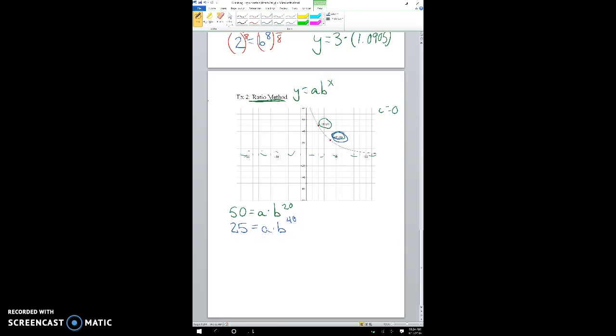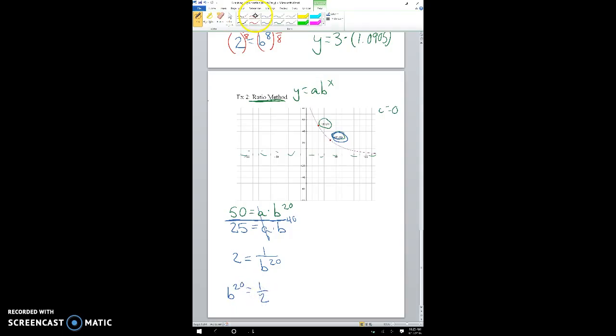Okay, now that I have 2 equations, I'm going to divide one equation by the other, or take the ratio of the 2 equations, hence the name of the method. Okay, when you do that, the a's cancel out. 50 divided by 25 on the left-hand side is 2. And then b to the 20th over b to the 40th. Using exponent rules, you get 1 over b to the 20th. All right. Now we need to solve for b. With a little algebra, you get b to the 20th equals 1/2.